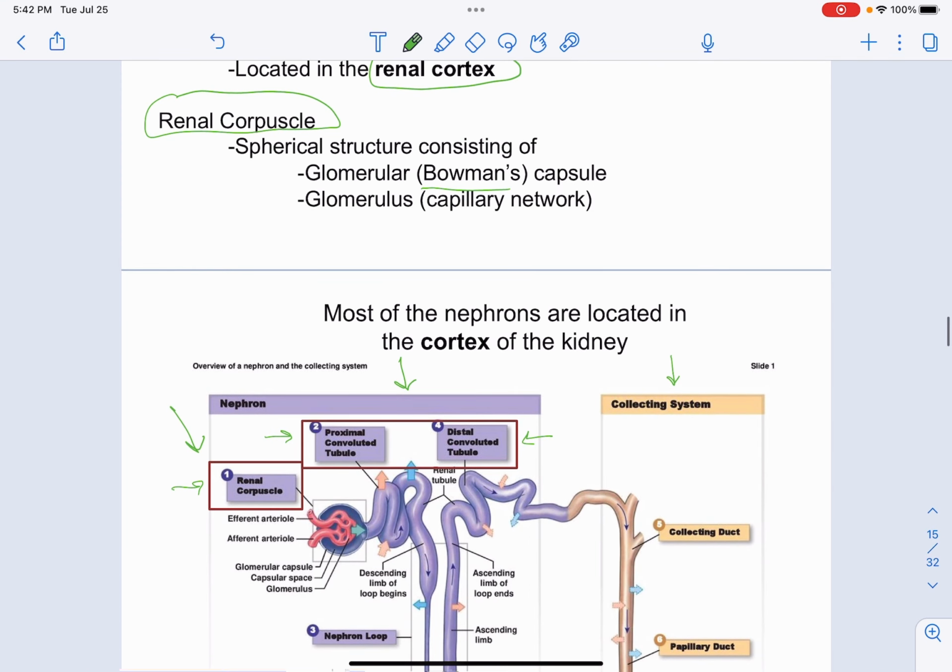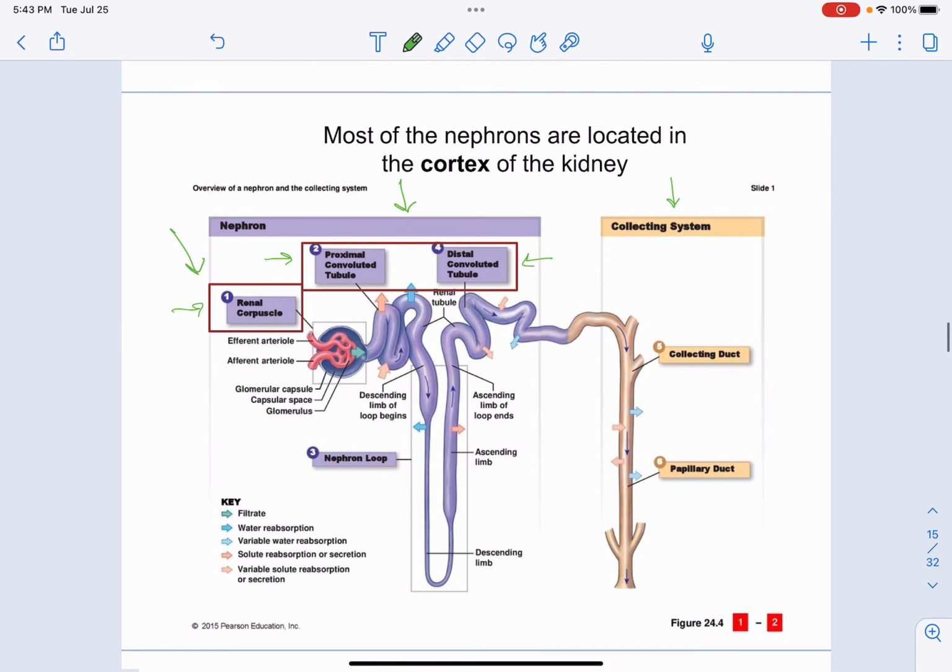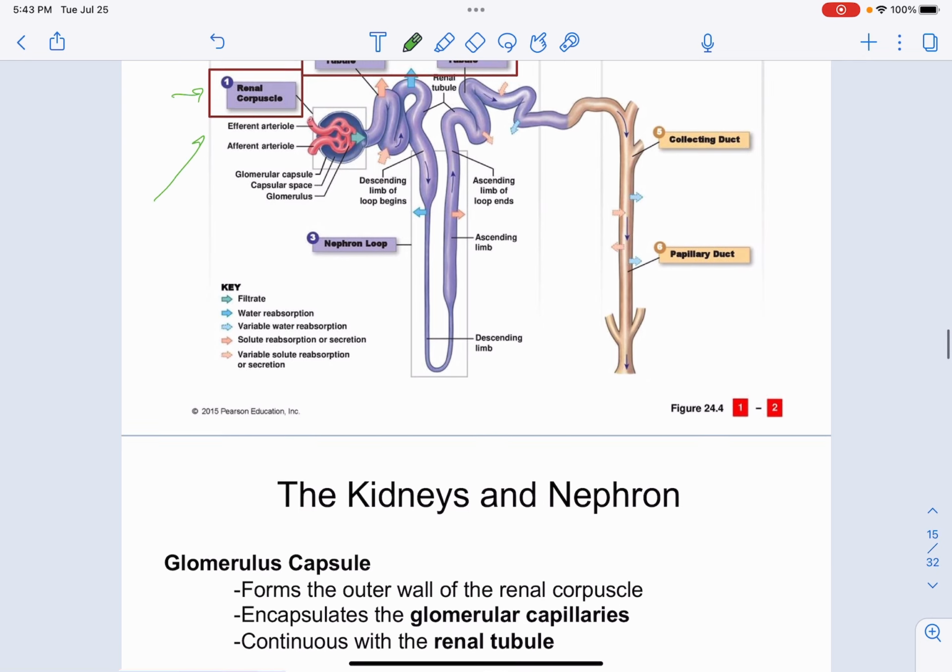This is a spherical structure, and it contains a capsule, which is also called a glomerular capsule, or, because of the person who identified it first, whose name was Bowman, it's also referred to as Bowman's capsule. Inside the capsule is a structure called the glomerulus, and this is a capillary network. We've talked a lot about capillary networks. This is actually where the blood is going to be filtered. So let's take a closer look at this renal corpuscle.